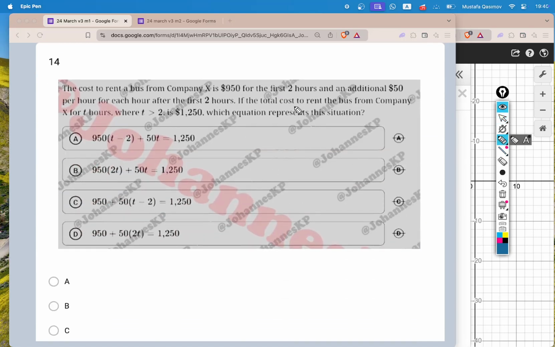14. Because it's the first 2 hours, it will be t minus 2. So that's why the answer is C.